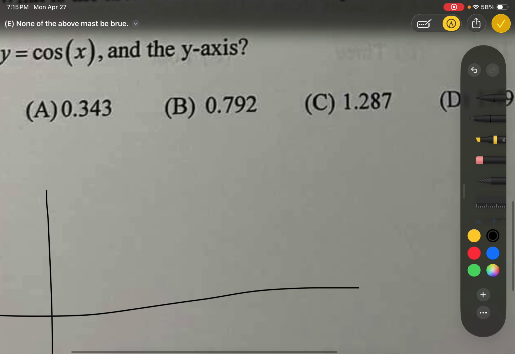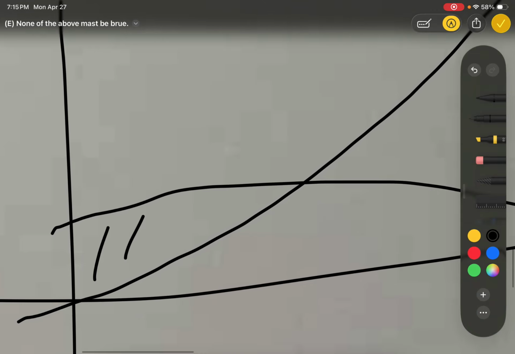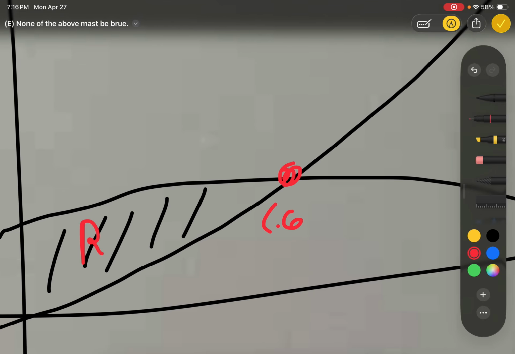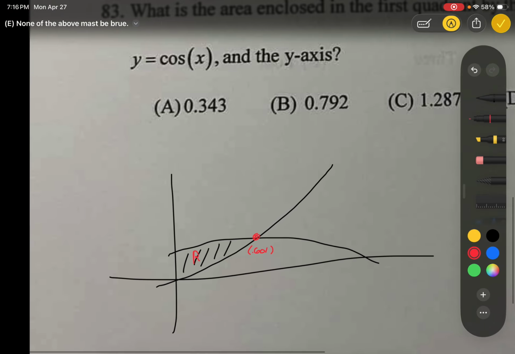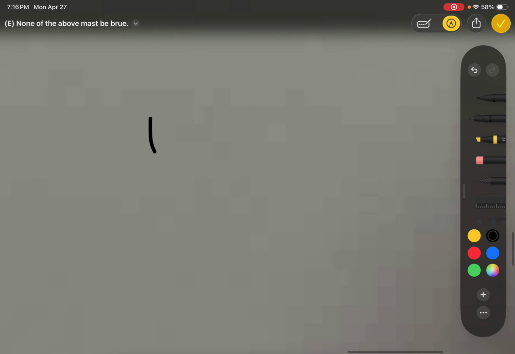So looking at the first quadrant, you should have something like this. We're going to find the area from here to here. Let's label it R. And we're going to have our point here, and I believe that point is going to be 0.601. So let's set up the integral.